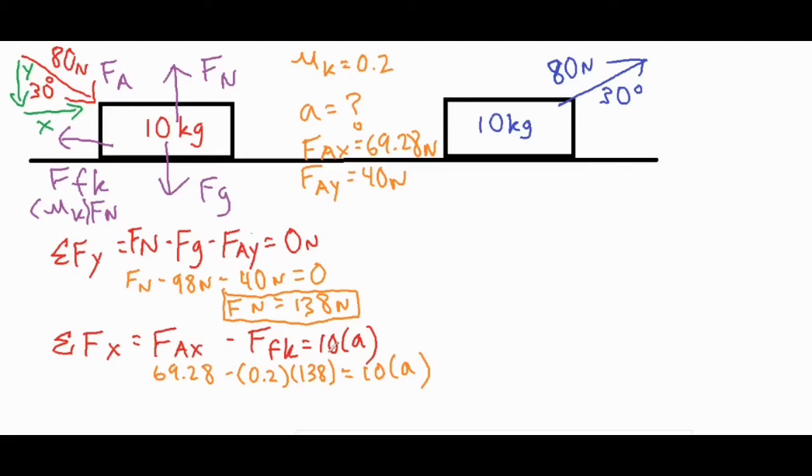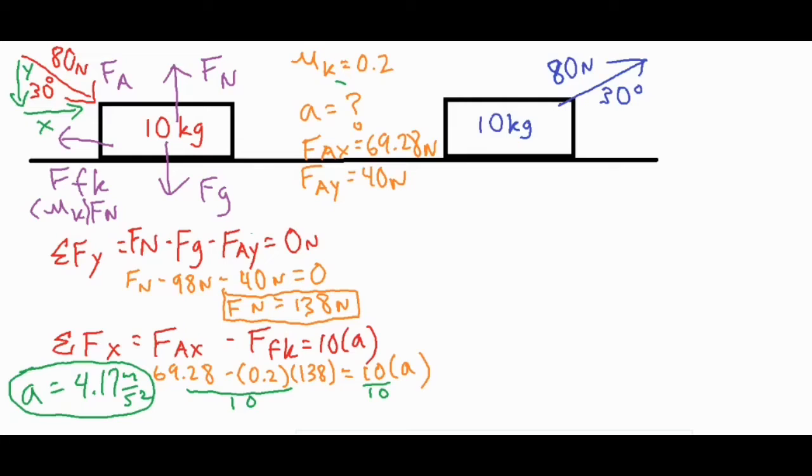Now for our second formula, all of our forces in the x direction, we have our Fax that we found earlier, minus force of kinetic friction. Kinetic friction is mu times normal force, as we stated earlier. The mu is 0.2, which was given in the original problem. And then we just found our Fn, so that 138 was very useful. Now we have everything we need except our acceleration. So if we divide both sides by 10, we end up with a final acceleration of 4.17 meters per second squared.